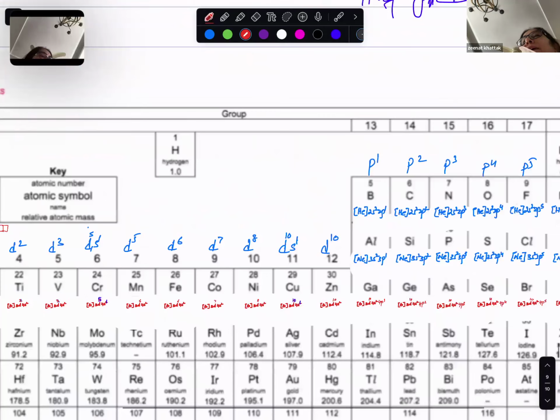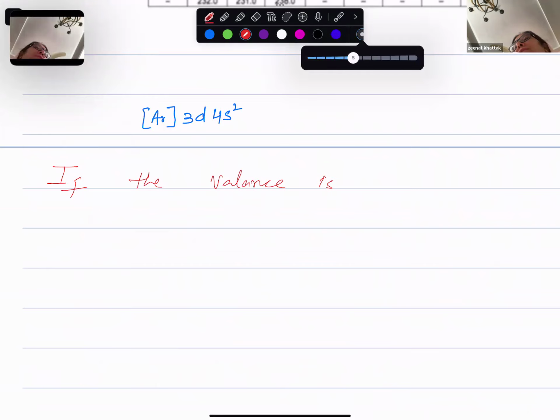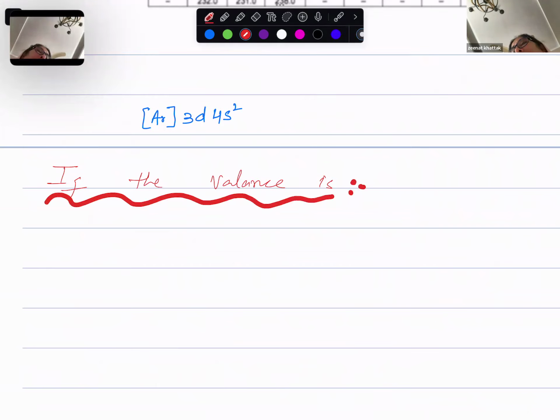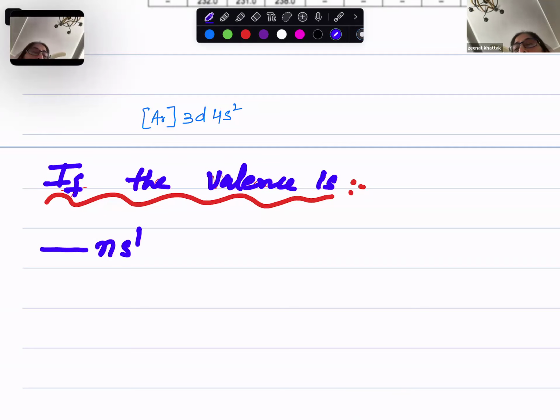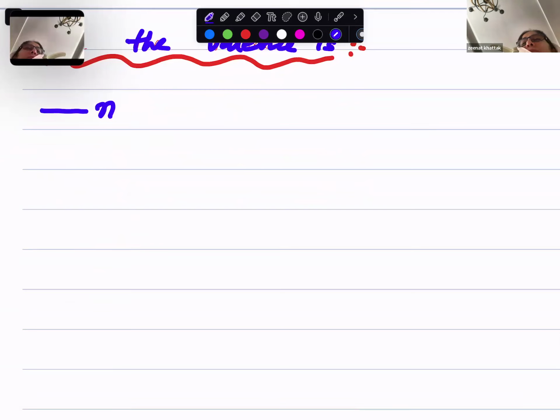Look, if the valence is ns1, ns2, so big, sorry.